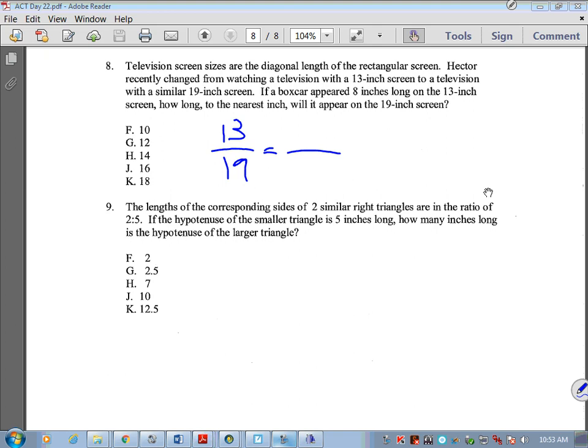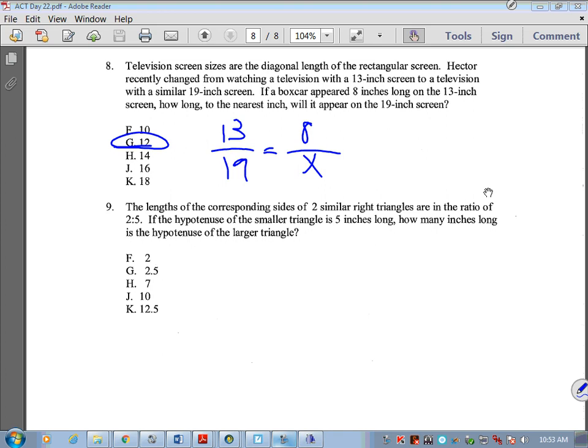It's going to be the same ratio as 8 over x. Cross multiply and divide: 19 times 8 divided by 13. You're going to get 13x equals 152. You're going to end up with 11.69, but because it says to the nearest inch, we're going to say 12.